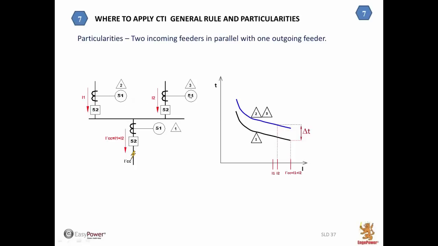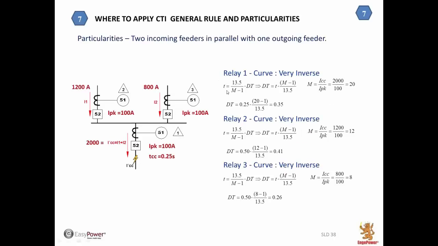But the upstream devices are seeing currents that are lower. So we have to apply the coordination time interval not just for the same current, but the current that each one is seeing. I prepared a small example here, putting the same pickup to all relays just for academic reasons, not to take so much time.